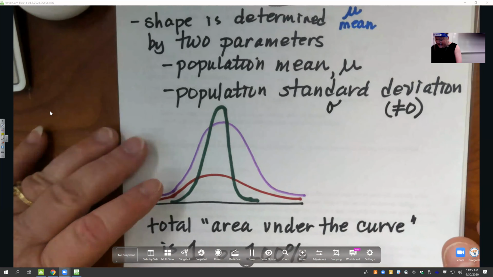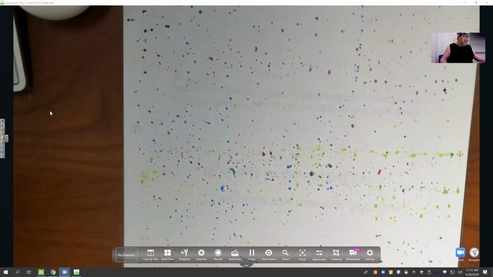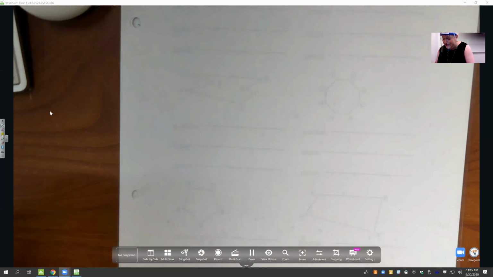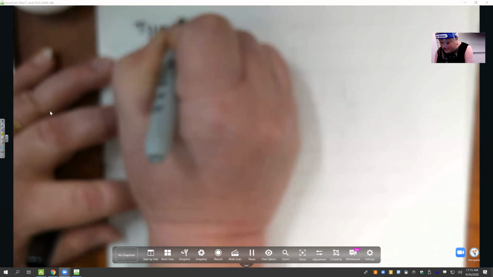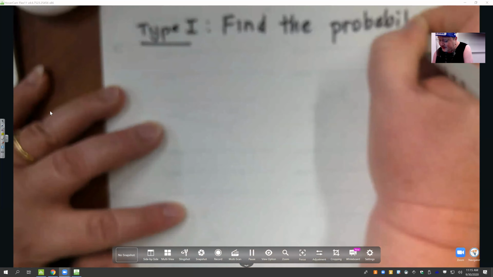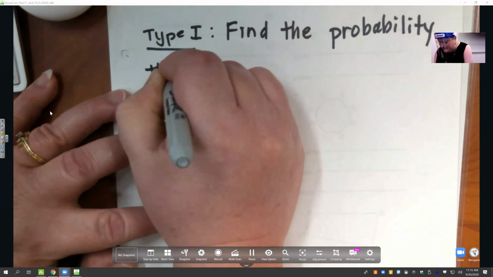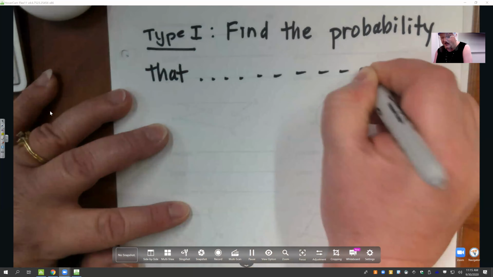There are two different types of problems that you can encounter with the normal distribution. And to know the difference, you have to really pay attention to the phrasing of the question. The first type, if you want to think of it as type 1, though it's not really called that, the instructions are going to say something like, find the probability that, and then it's going to give you a condition.